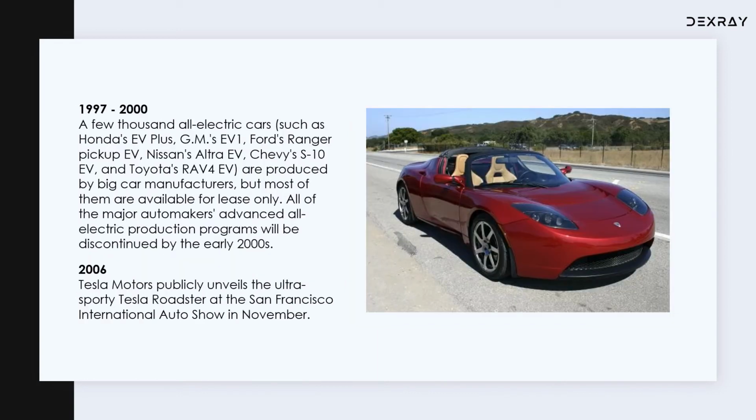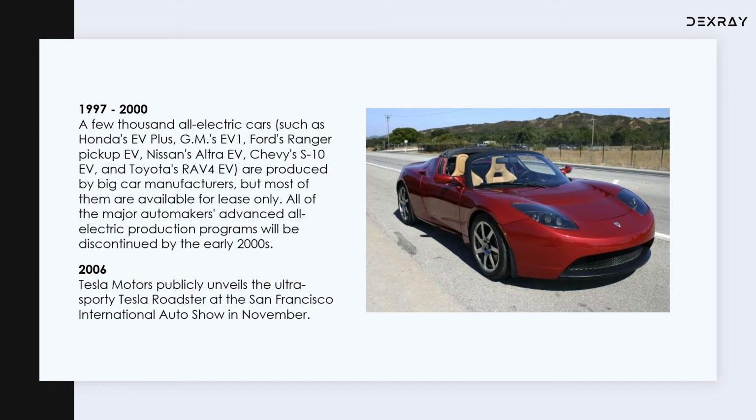So after the Toyota Prius was commercially produced, during the years 1997 to 2000, major car players started to come into the EV market. A few thousand all-electric cars such as the Honda EV Plus, General Motors EV1, Ford Ranger pickup EV, Nissan Altra EV, Chevy S10 EV, and Toyota RAV4 EV were produced. But most of these were available for lease only.